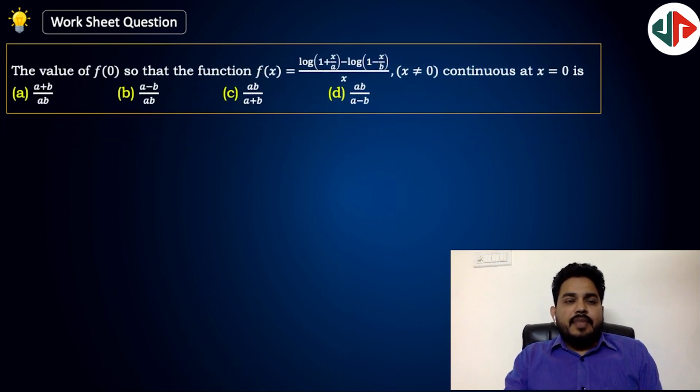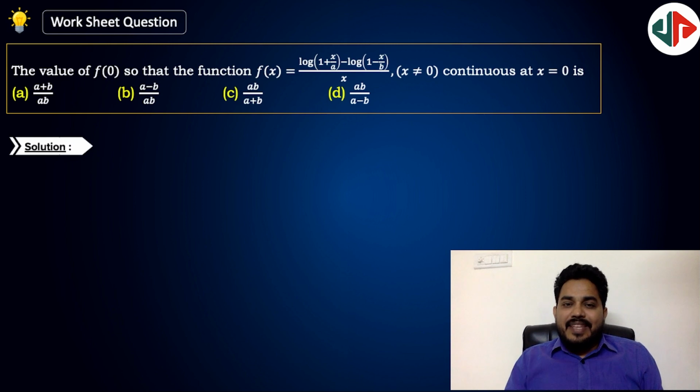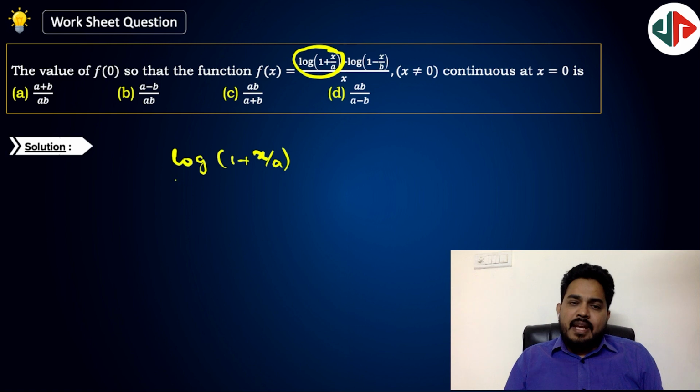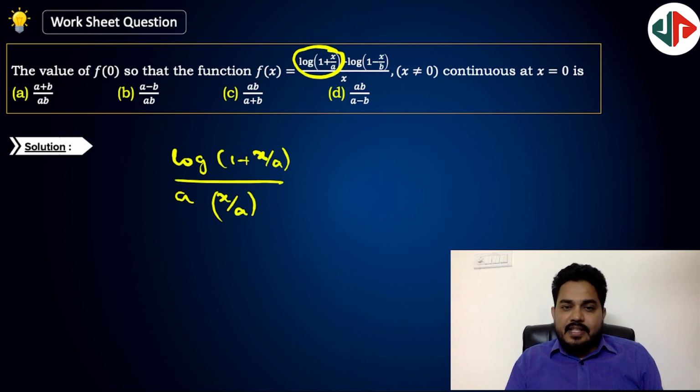Next question: the value of f of 0 so that this function is continuous. So what is the limit value you need to write? See, whenever log of this value is there, so I will write it as log of 1 plus x by a, by x. I need to write x by a into a. And yes, this minus sign is there. I need that sign. Minus log of 1 minus x by b.